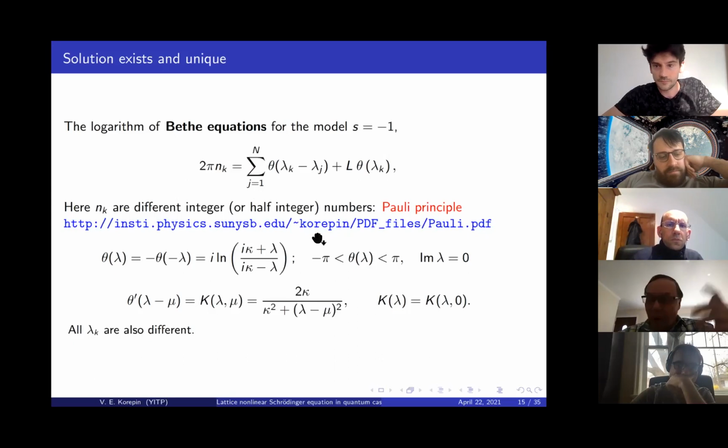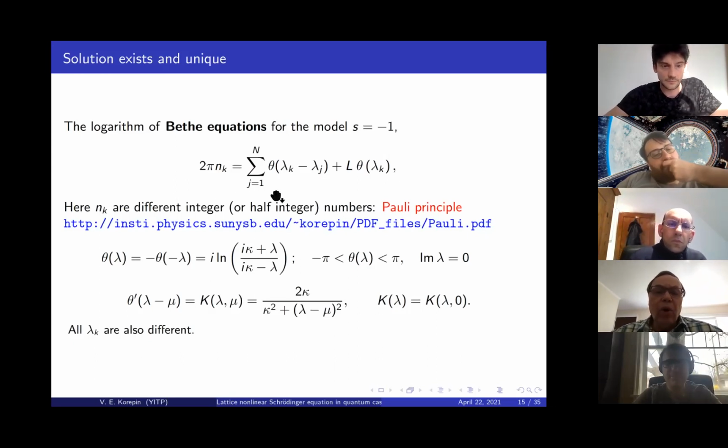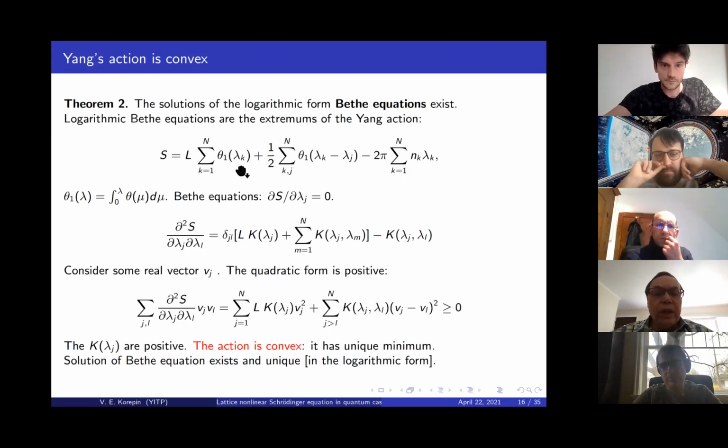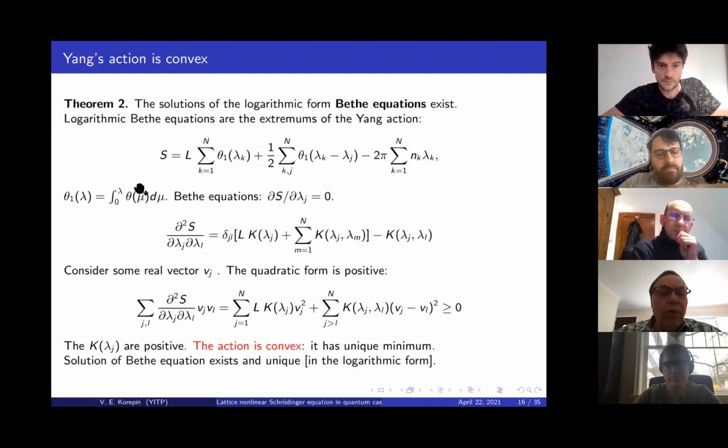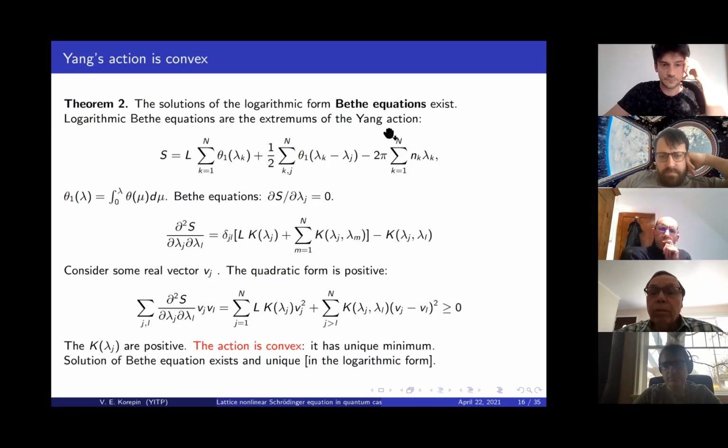Okay, we can discuss this later, but the Pauli principle will appear many times. So I proceed. The Bethe equations are part of this action, the Yang action. Theta 1 is the integral of the scattering phase, which was on the previous transparencies, theta 1 of differences, and these are integer numbers and lambdas. So the Bethe equation, which appeared in the previous logarithmic form, comes from the extremal points of this S: dS/d lambda equal to 0, then this is the Bethe equation.